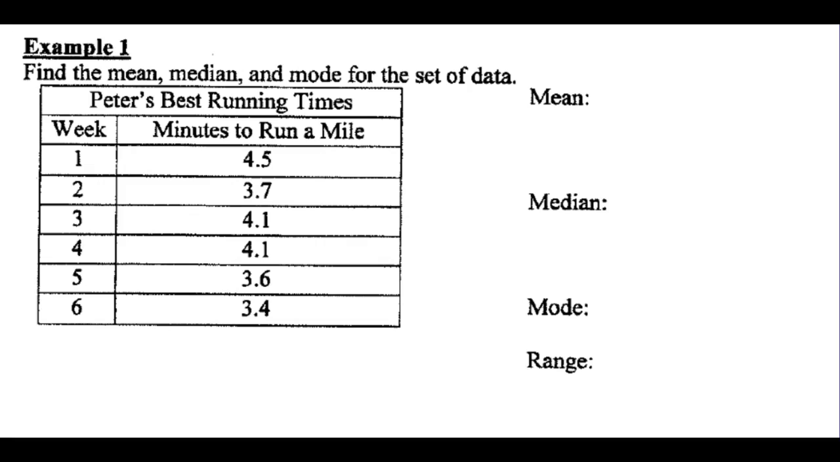So, here we go. This is in your packet, example 1. This is mostly a review of the warm-up we just did. So it says find the mean, median, but then there's 2 new words, mode and range. See if you can remember those from middle school. Find the mean, median, mode, and range for this data set, which is like world record mile running times.